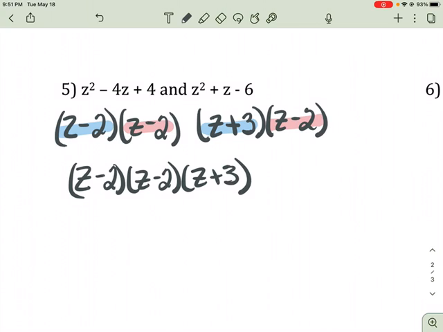All right, let's try this one. We got a z minus 2, and then a z minus 2 and a z plus 3.